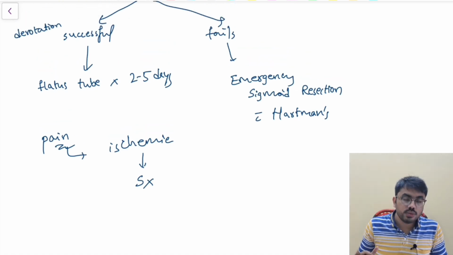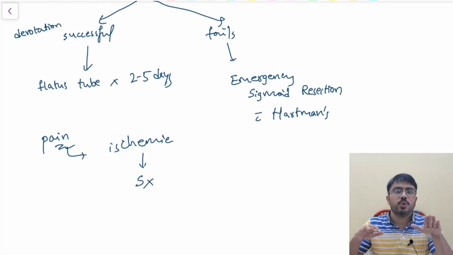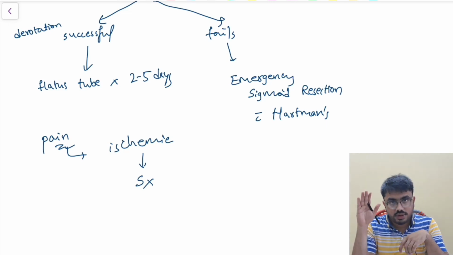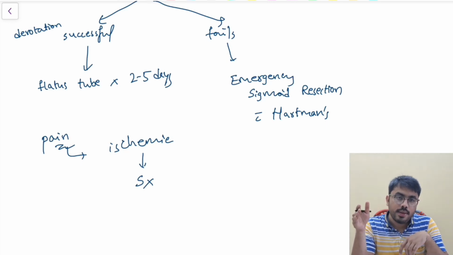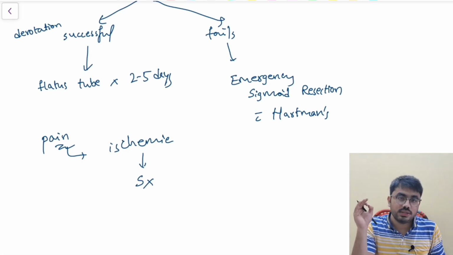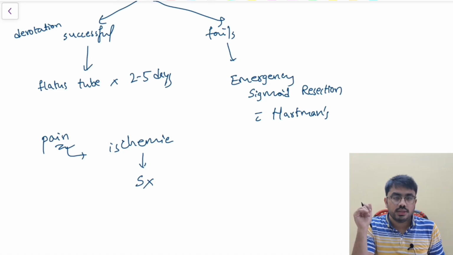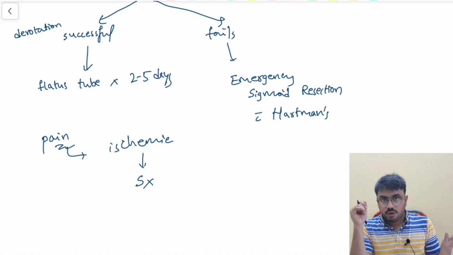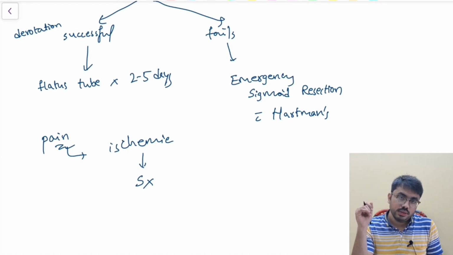Let us try to go through this once again. Sigmoid volvulus is there, cecal volvulus is there. First we will discuss sigmoid volvulus. The maximum risk of volvulus is seen in the sigmoid because it has a long and narrow mesentery. It is seen in elderly patients and bedridden patients. Whereas cecal volvulus is usually seen in young individuals.